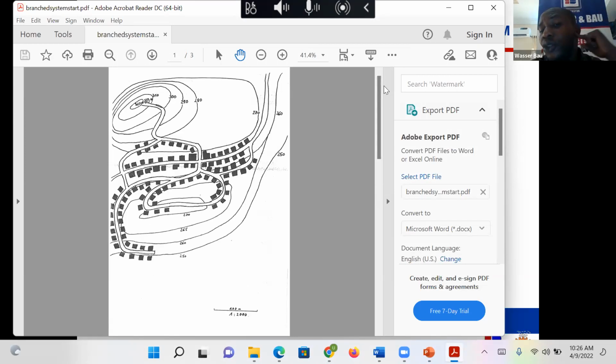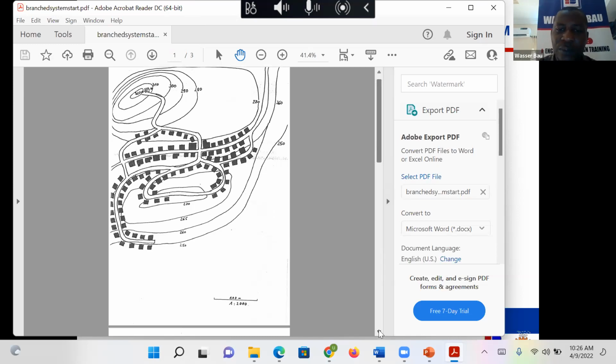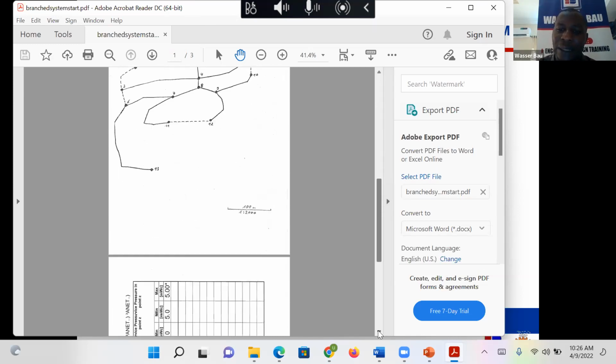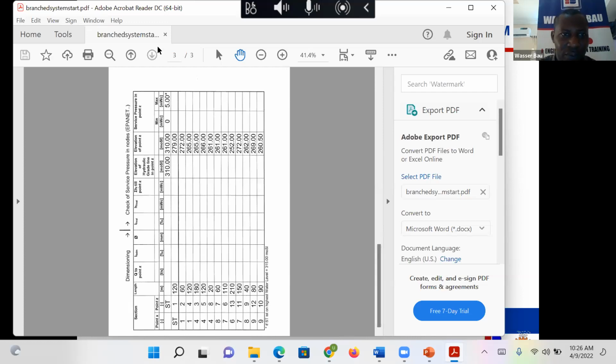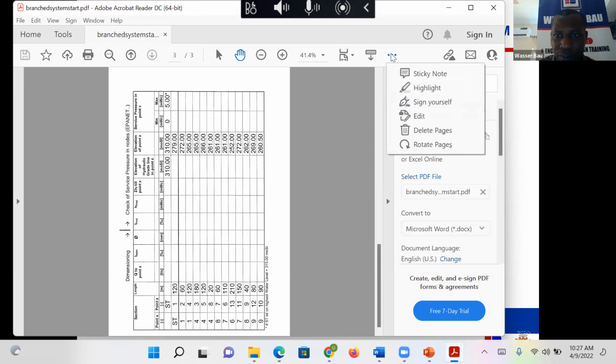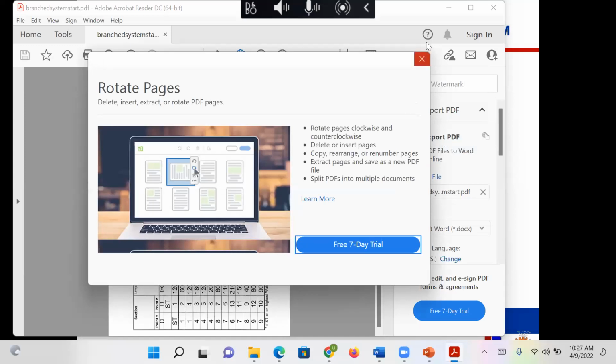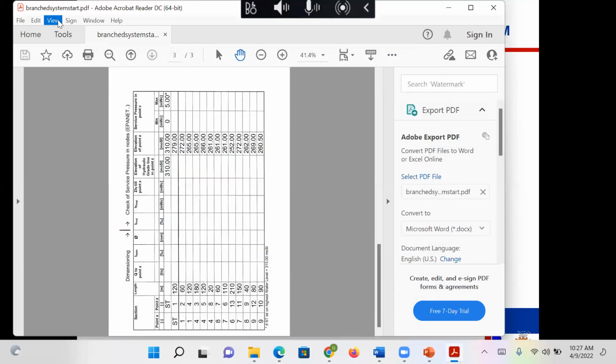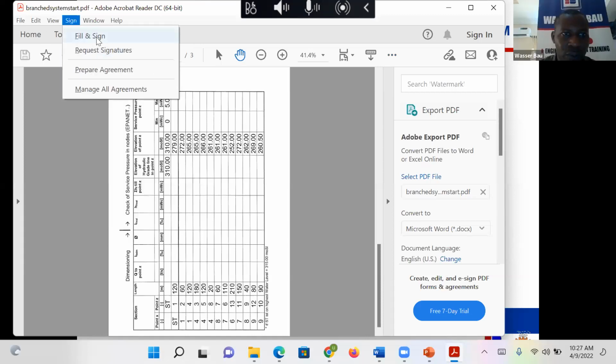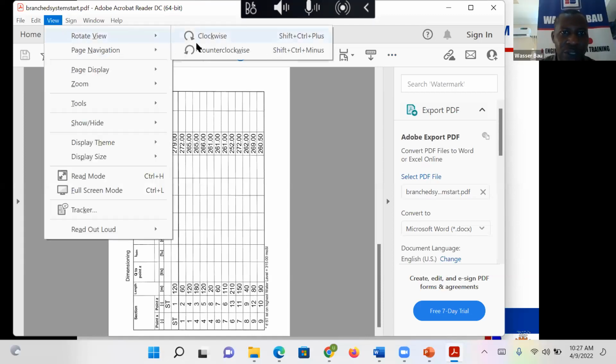Then the first thing you do is to prepare your calculation sheets. And your calculation sheet should look like this. Stay with me. Rotate pages. Yeah, please kindly rotate yours clockwise.